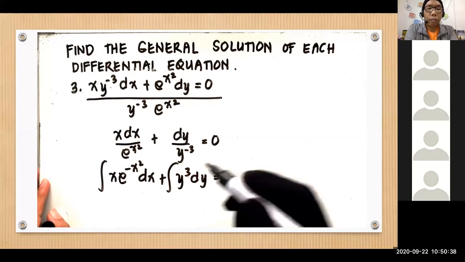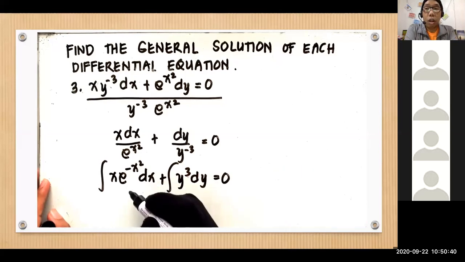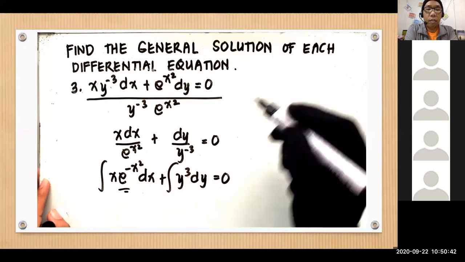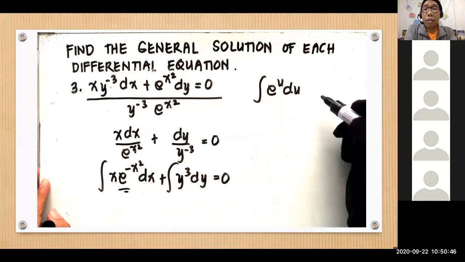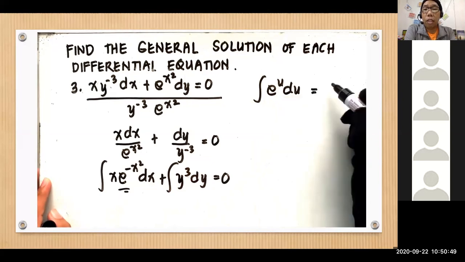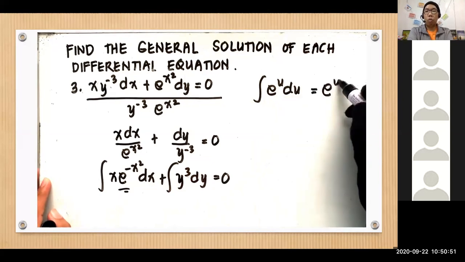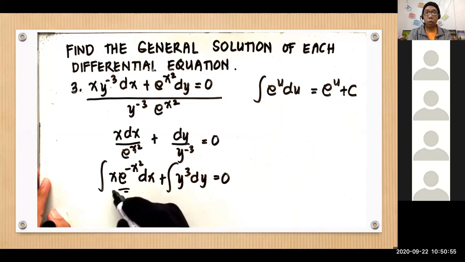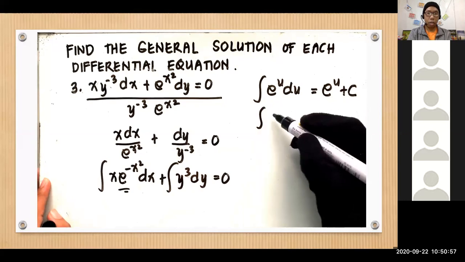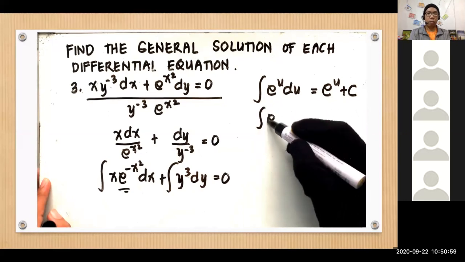Okay? Now, so we'll work on the first term. Yan. So, isolate muna natin siya. So, remember, integral of e raised to u du is equal to what? E raised to u. So, kailangan satisfied yung differential doon. So, kung yung u natin is, ayan, so we'll replace first.